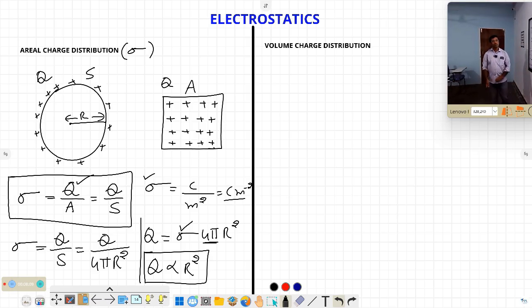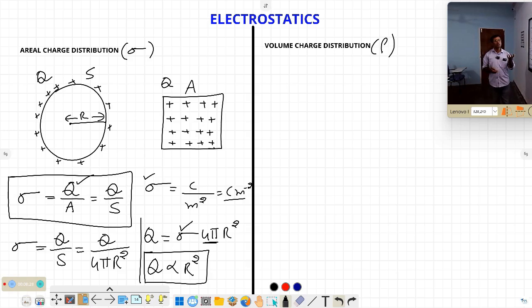The volume charge distribution we are indicating with rho. This is the distribution where the body is having volume. You take a cube, it contains volume; you take a solid sphere, it contains volume. Even a solid cone, if you take it, has volume.